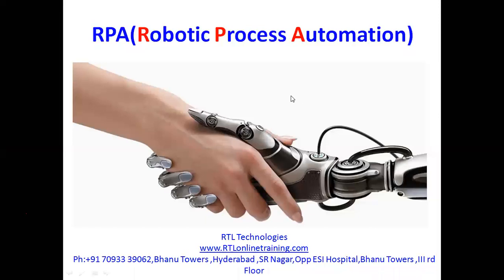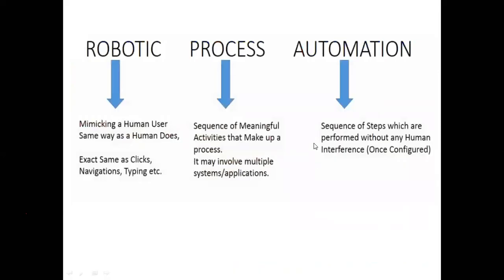So when we say RPA, robotic process automation, what is robotic process automation? First, we'll take the definition of automation. Automation is nothing but a sequence of steps which are performed without any human interference. Once configured, this is important. Once it is configured, the steps are going to be performed without human interference.